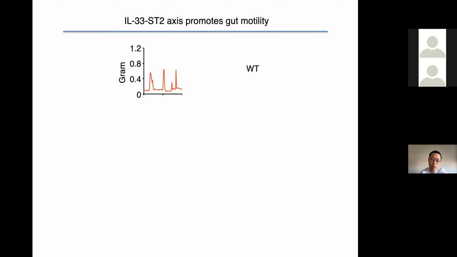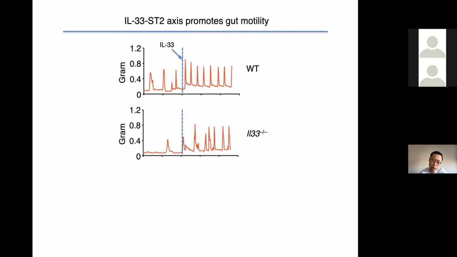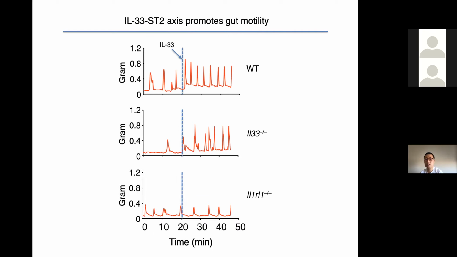So when testing the tissue in vitro in the organ bath, as soon as you administer IL-33 upon the tissue, you actually see an instantaneous increase in contraction of the tissue. And this can be seen in the IL-33 knockout tissue, but not in the ST2 knockout tissue, which indicates that IL-33 modulates the contraction or peristaltic movement of the gut tissue in a very rapid, instant manner, probably controlled by neuronal cells.